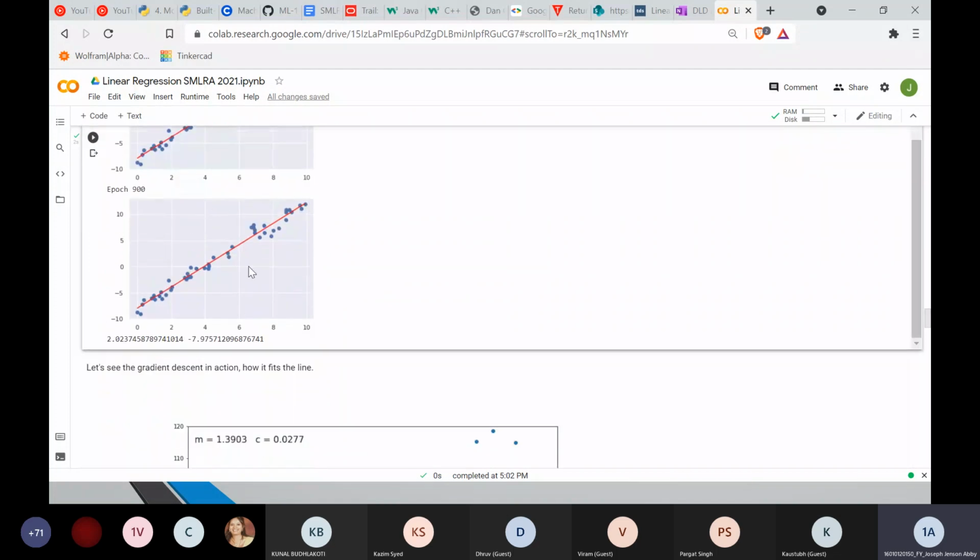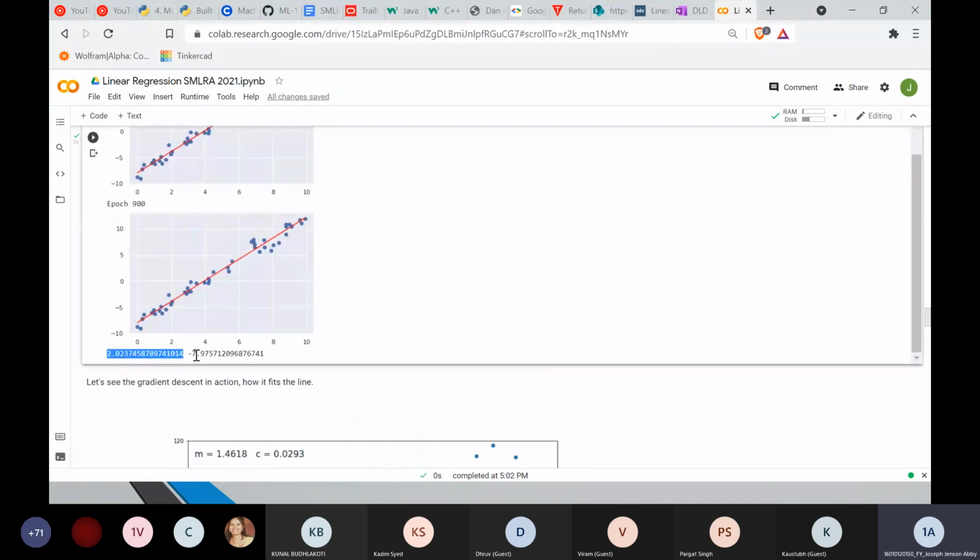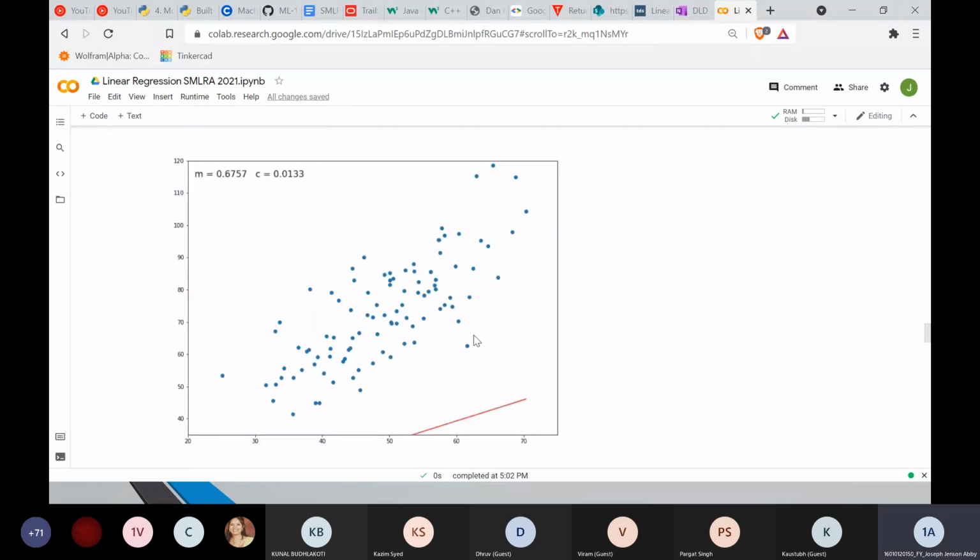After 1000 iterations, you can see that the m value is this and the c value is this. So this is how our line looks in the end. This is the best value of m and c for 1000 iterations. And here you can find an animation of how your line gets adjusted. Every time you update the values of m and c, your line gets updated. This is how it actually happens: the more times you run the algorithm, the better values you get.